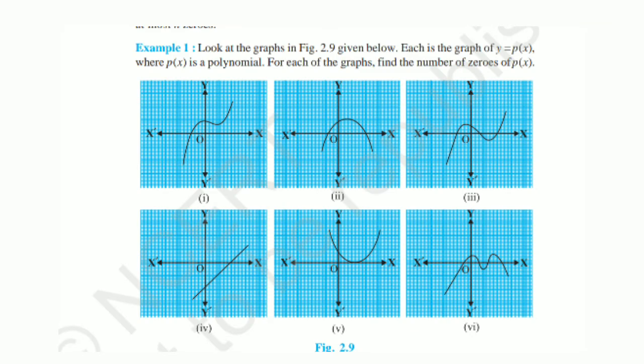So let us take one example. Find the number of zeros of the polynomial. So we have 6 questions here. First question, this graph touches the x-axis only one time. So there is 1 zero. The second one touches 2 times.